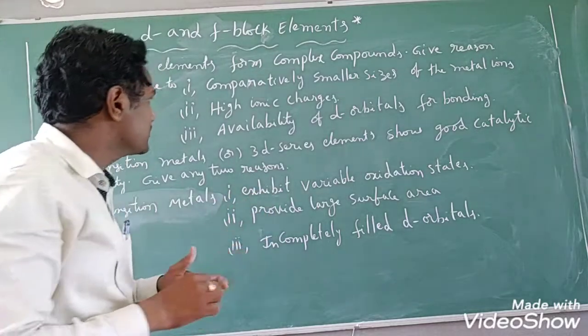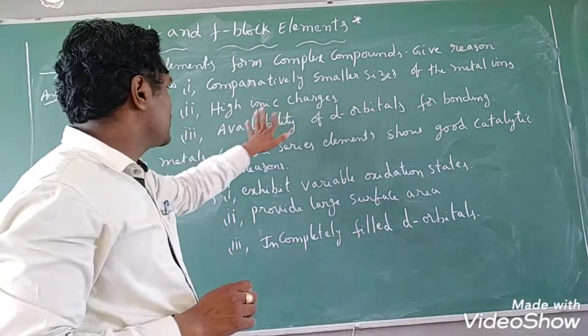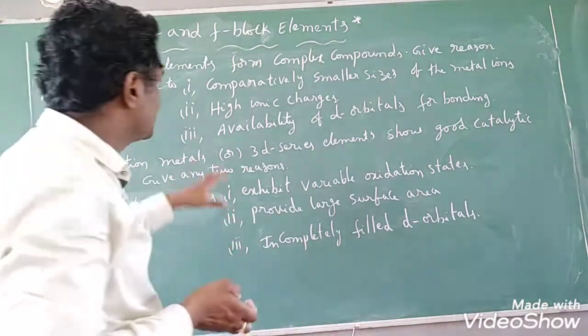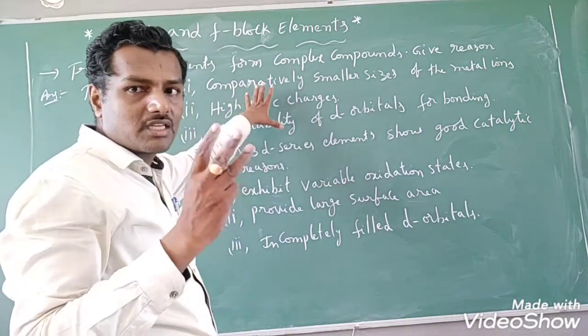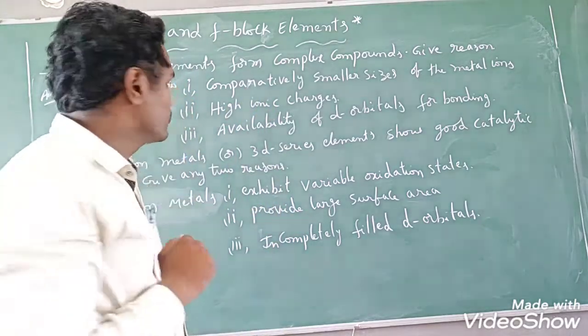So what are the main reasons? Comparatively smaller size of the metal ions, higher ionic charges, availability of d orbitals for bonding. If they ask 3 reasons, you write 3 reasons for 3 marks. If they ask 2 reasons, there is a chance to ask for 2 marks, right?